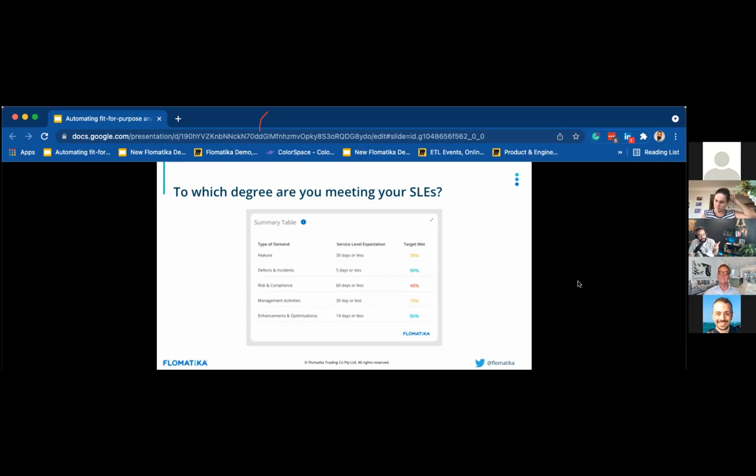So you understand the types of demand, you're using customer language, you understand the fitness criteria, in this case lead time is one of those. You understand the threshold, 30 days or less for features, for instance, and you understand how you are meeting that expectation: 78% of the cases in this example.